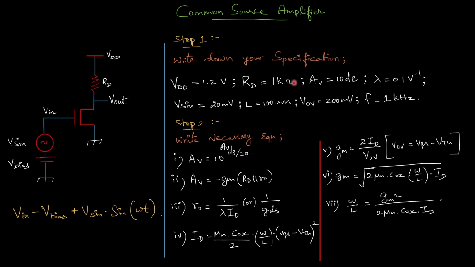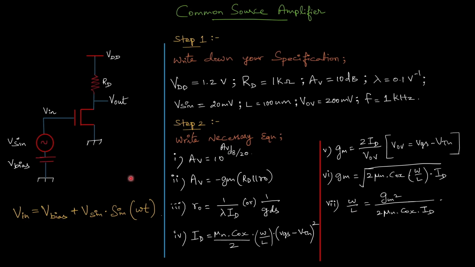Once the specifications are fixed, we list all the equations we need. Instead of deriving them every single time, it's much easier to keep these equations ready before solving for the values. Here we will use the gain equation, output resistance, the drain current, transconductance, and transistor sizing equation.